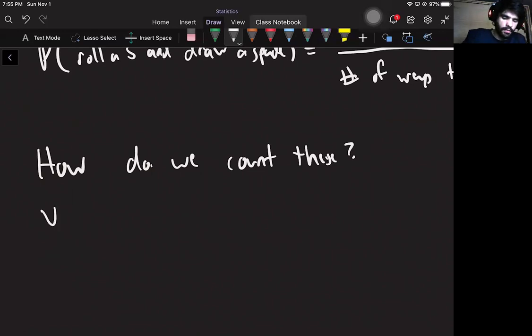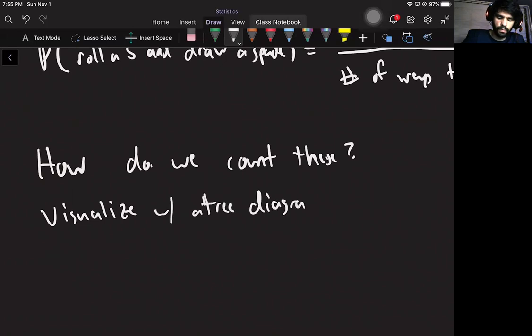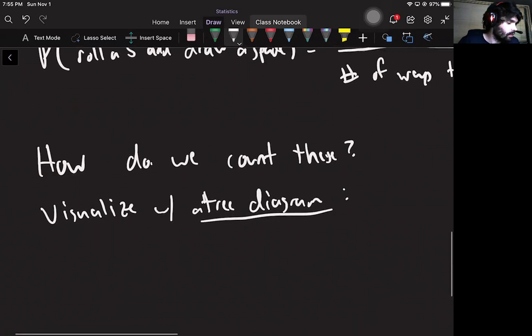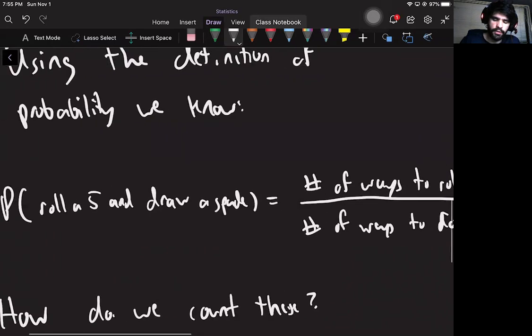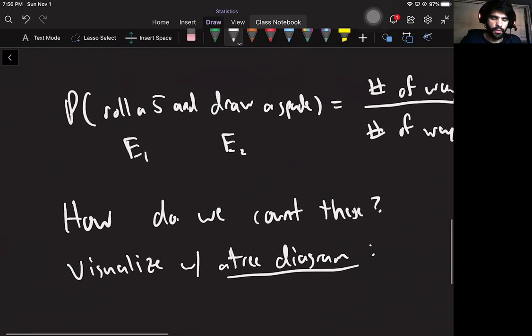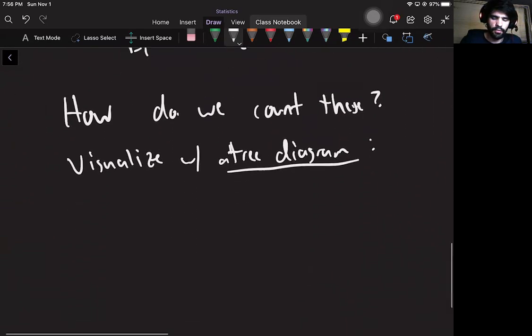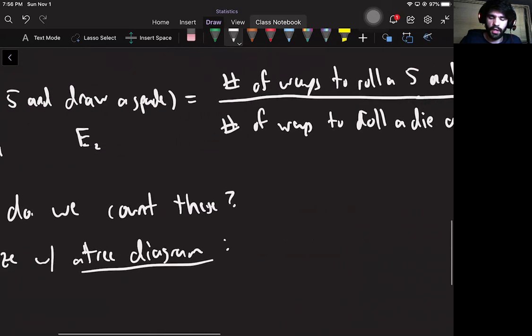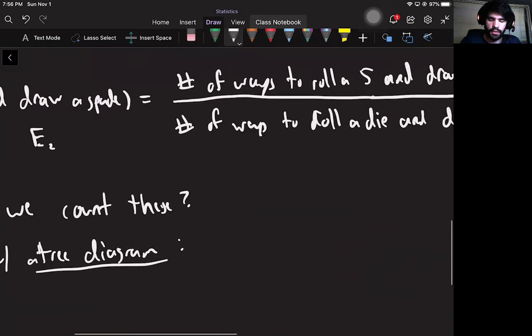One useful tool is to visualize this with something called a tree diagram. And so here's how it'll work. We're going to think of these 2 events as, well, because they are 2 events, E1 and E2. So let's just focus on one at a time. The first event is rolling a 5, and it comes from the action of rolling a die.